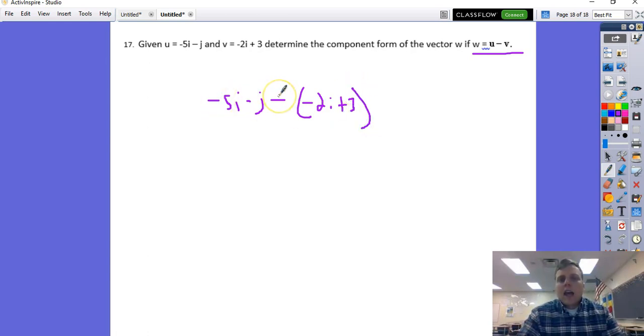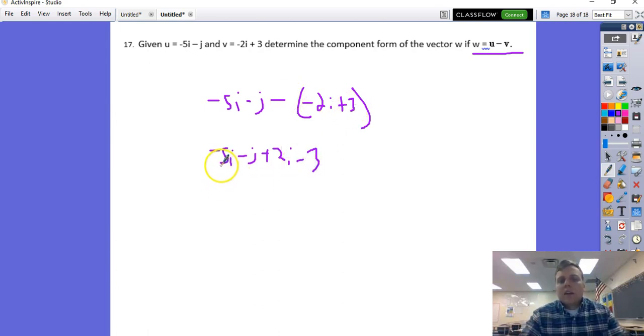Alright? So now we need to subtract this. This is the biggest error I see, is that students forget that all of v becomes negative. So if it's already negative, it's going to turn positive, and if it's positive, it's going to turn negative. So negative 5i minus j. So negative and negative are going to make this a positive 2i, and negative and positive are going to make this a negative 3.